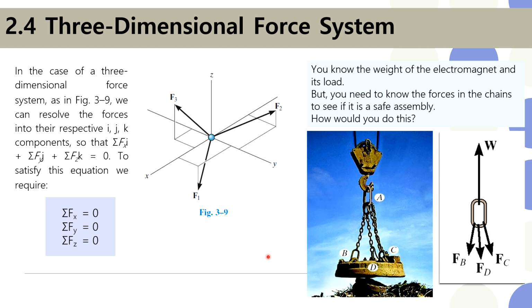In 3D, we resolve forces into i, j, and k components. For the system to be in equilibrium, 3 equations must be satisfied. It's the same idea: summation of forces along the x direction equals 0 for the equilibrium equation. The same goes for the y direction equals 0. But in 3D, we add one more, which is the z direction equals 0.